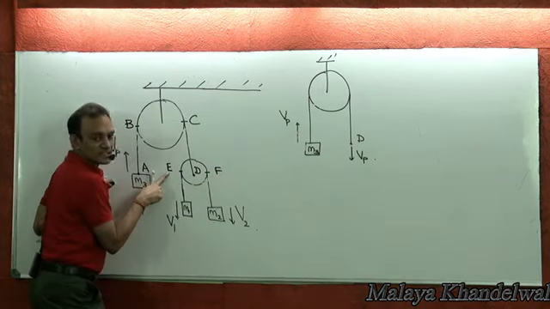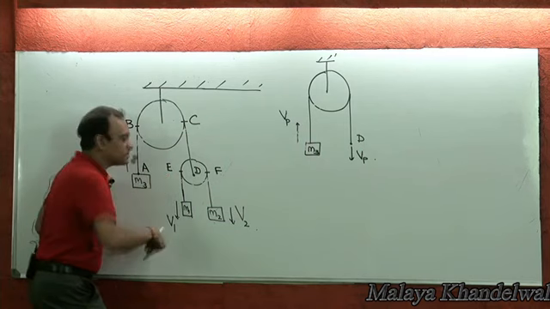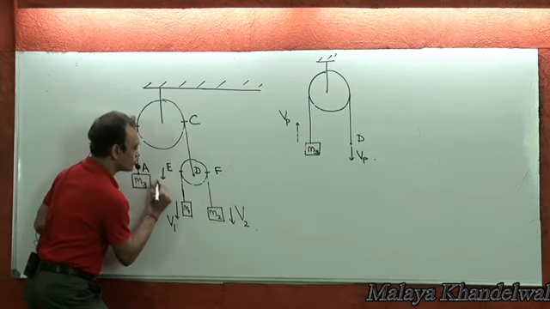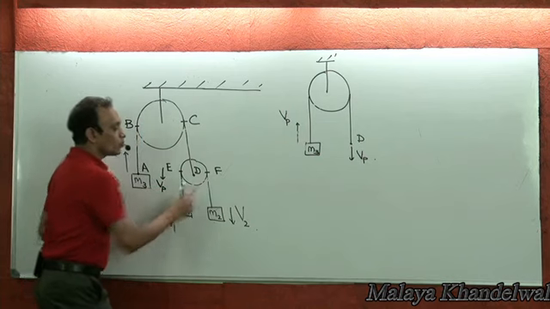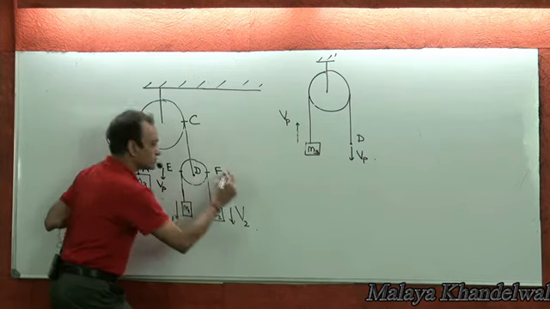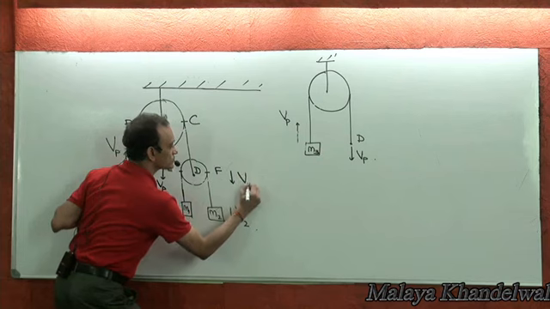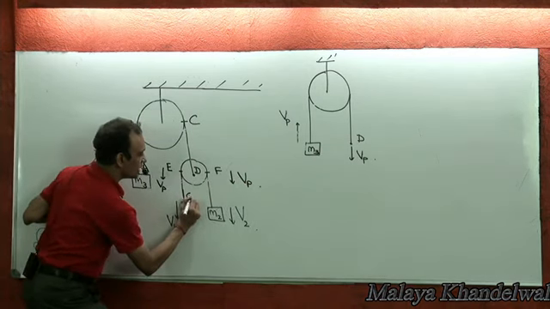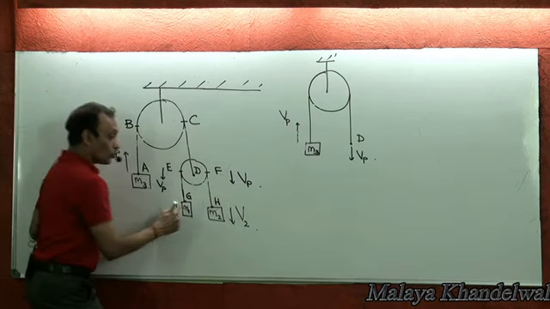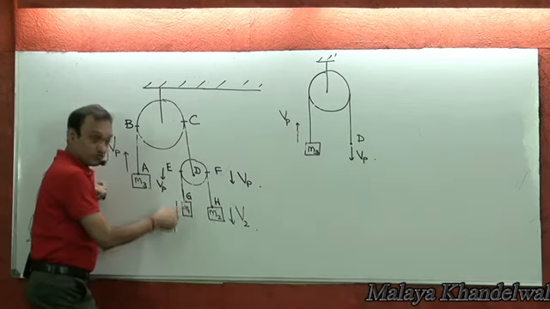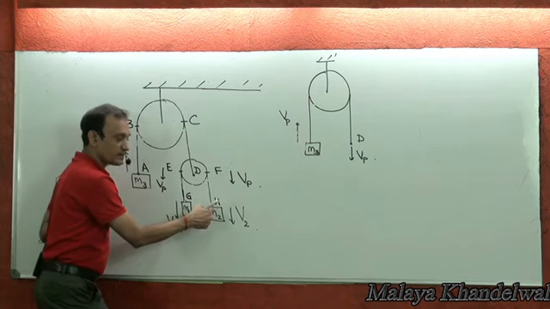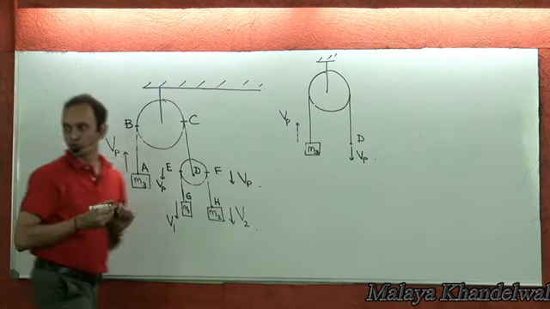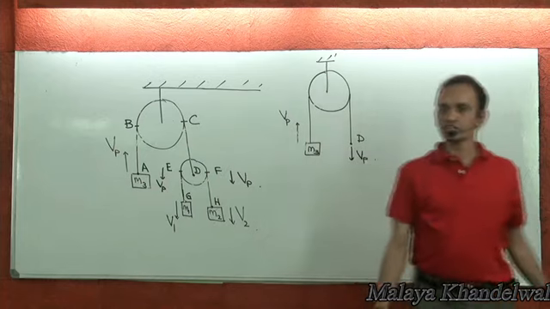What velocity would I assign to E? Vp downwards. Right. Vp downwards. What velocity will I assign to F? Precisely, Vp downwards. Say G and H. What velocity will I assign to G? V1 downwards. What velocity have I assigned to H? V2 downwards. Yes or no?